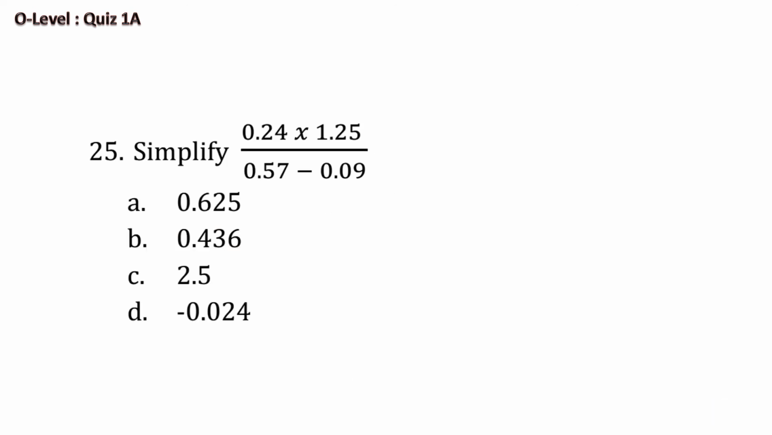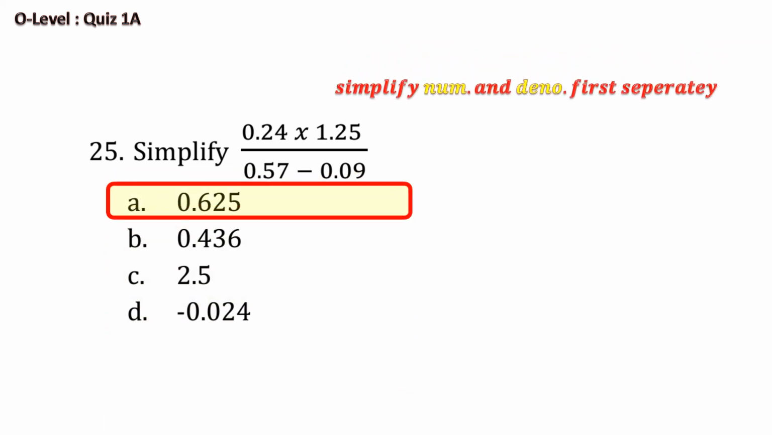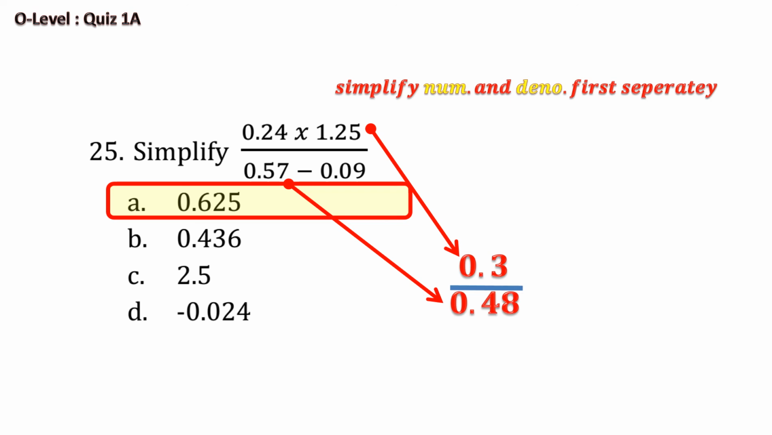And the last question reads, simplify 0.24 times 1.25 divided by 0.57 minus 0.09. Here you must note, this is a tricky question, and many students just go like this: 0.24 times 1.25 divided by 0.57 minus 0.09. You are going to fail it because it's a trick. What you have to do here is, you have to first of all simplify the numerator separately and simplify the denominator as well. Then you now combine the results. So from the numerator we have 0.3, and from the denominator we have 0.48. And when we divide this, we have 0.625 as our answer.